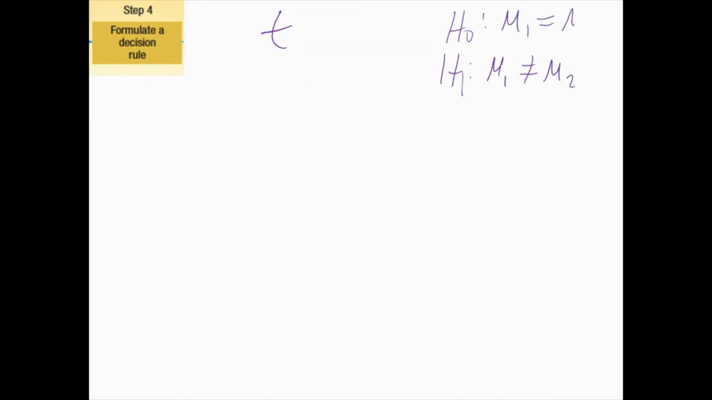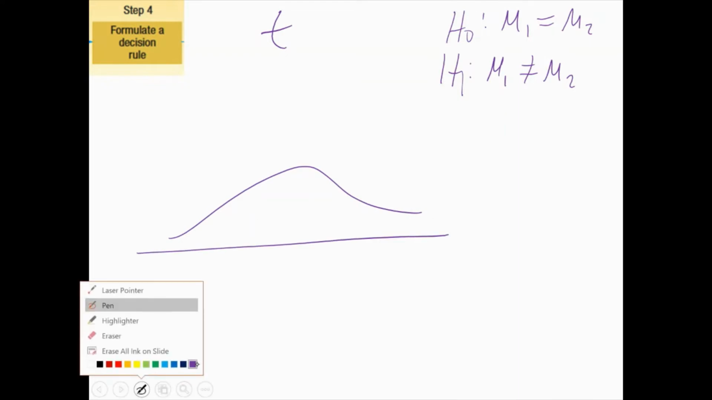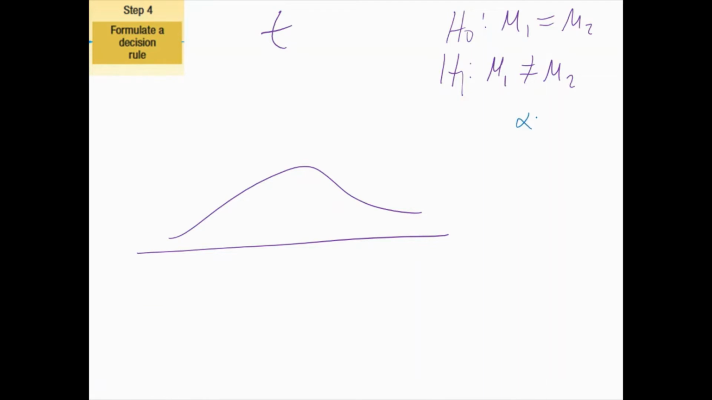Two-tail test, equal and not equal. Okay, so let's assume we're having a two-tail test. We assume, let's give an alpha a value of 10%, 0.10, and it's two tails. So the area here is alpha divided by 2 because we have two tails. The area in the middle is 1 minus alpha, which means 0.90.